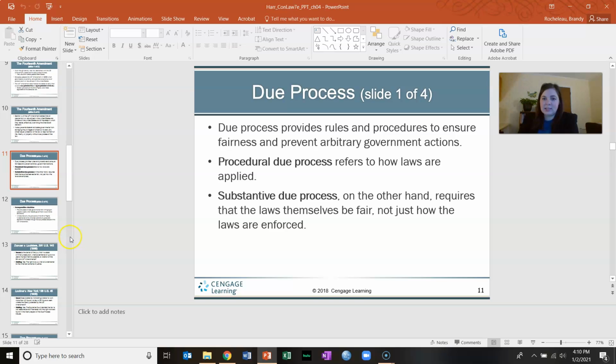So due process are the rules and procedures used to prevent arbitrary government actions and proceedings. There are the procedures: did you have an arraignment? Did you have a preliminary hearing? But there's also the substance. Are the laws themselves fair? Not just how they're enforced and policed, but is the content of the law fair, and does it help us achieve justice? So laws can be overturned on due process grounds for either reason.